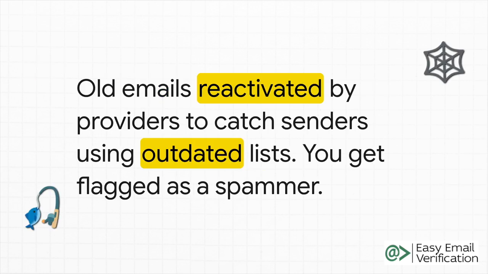And then you've got these things called spam traps. Now, these are kind of fascinating. They're basically old, dead email addresses that providers like Gmail bring back to life. And their only job: to catch senders who are using old, uncleaned lists. If you send an email to one of these, you get flagged as a potential spammer almost instantly.